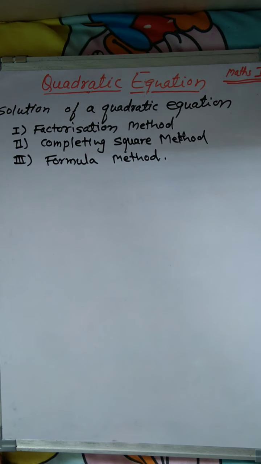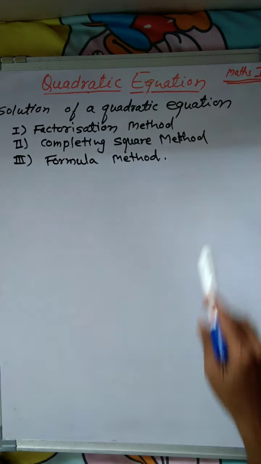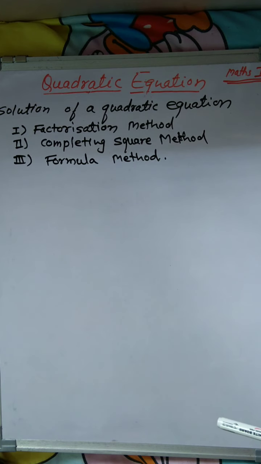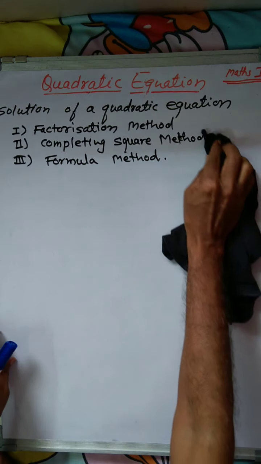What is the solution? The solution is that we have to find the roots of the quadratic equation. It is called the solution of quadratic equations. That means we have to find the roots of the quadratic equations. We say there are three methods. One is factorization method, second is completing square method, and third is formula method. Now we see the first method, factorization method.